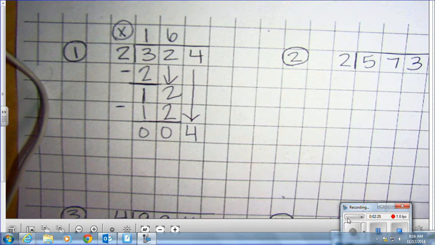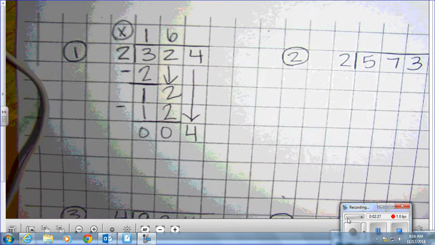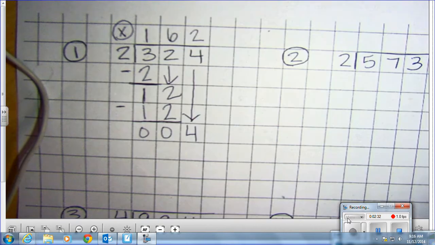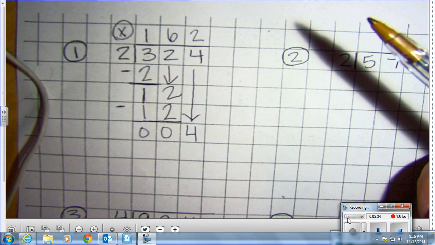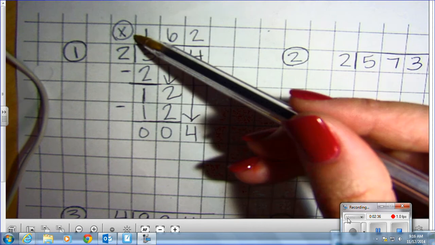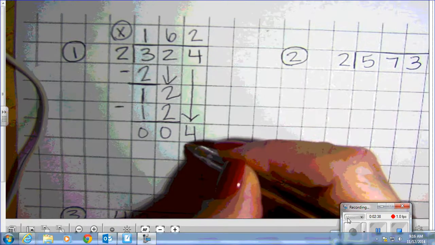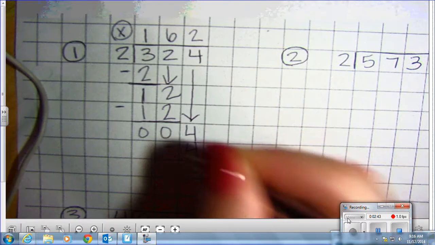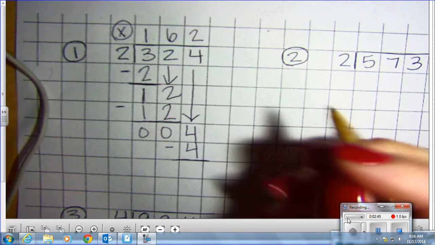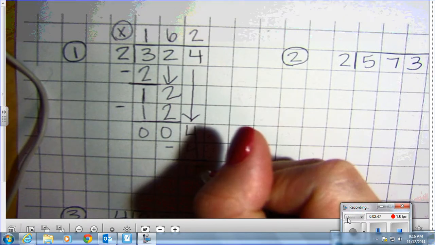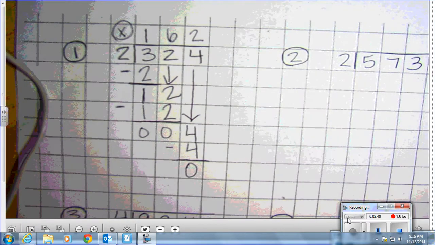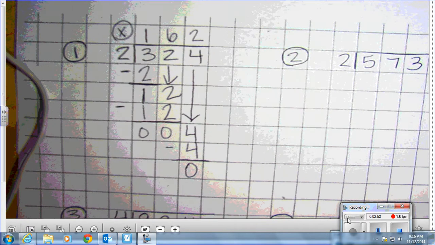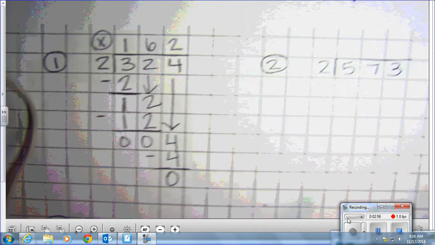First we divide. 2 can go into 4. Then we what? Multiply. 2 times 2 is, then we subtract, and 4 minus 4 is, do I have a remainder? What is my quotient? 162. Okay? All right, so let's do one more.